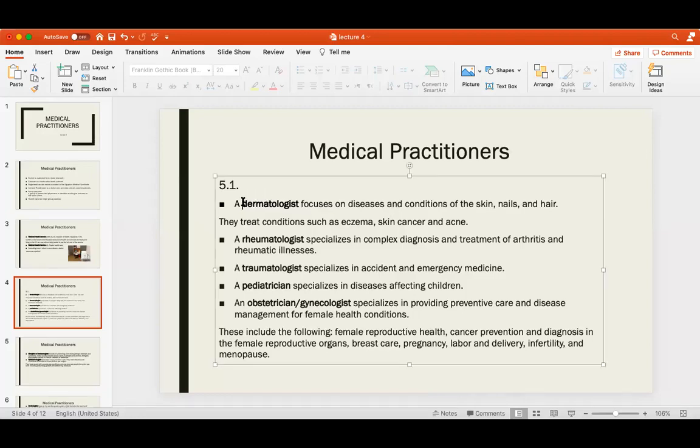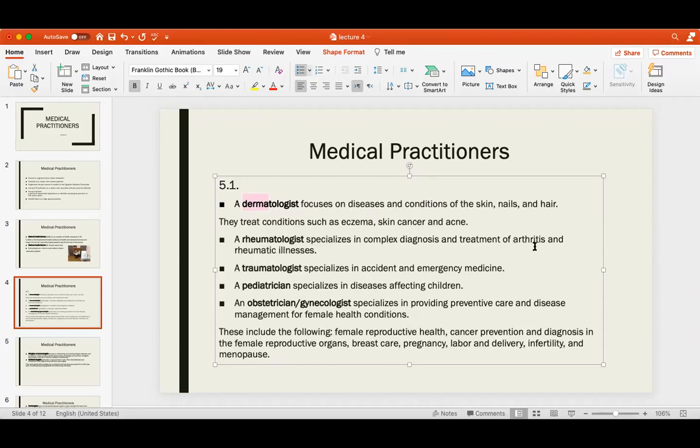We have said the root derma, what is the meaning of the root derma? It means skin. So a dermatologist is a doctor who focuses on the diseases and the conditions of the skin. Rheumatologist. A rheumatologist specializes in complex diagnosis and treatments of arthritis and rheumatic illnesses, rheumatism.